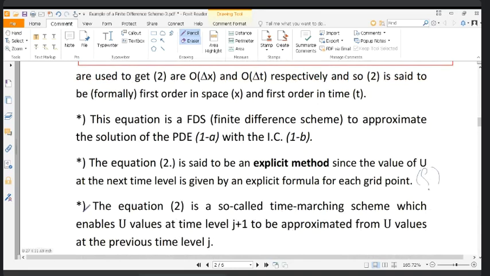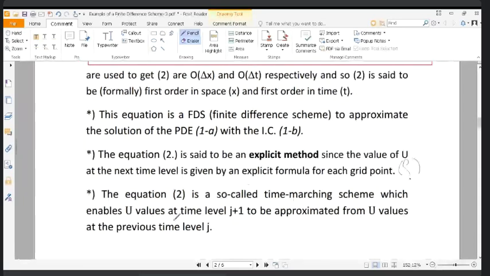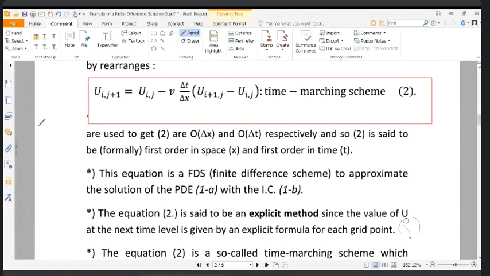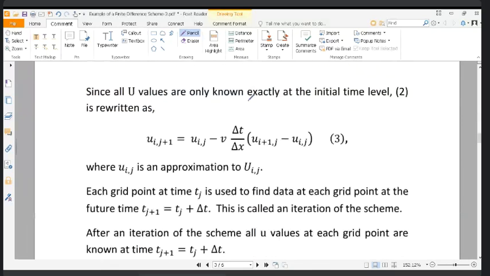The next note is that equation 2 is a so-called time marching scheme, which enables the u value at time level j plus 1 to be approximated from the u value at the previous time level j. Okay, this scheme is called time marching. Why? Because we can compute u at the next step by using the value of u at the previous step, and then we call this equation a time marching scheme.